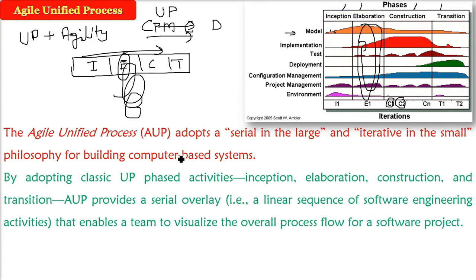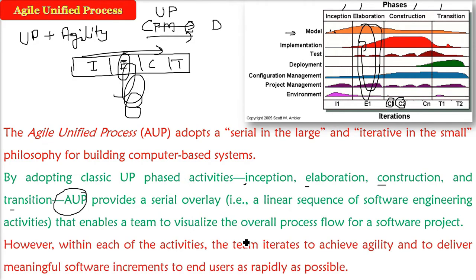By adopting these classic UP activities, which are inception, elaboration, construction, and transition, AUP provides a serial overlay. What it means is we have a linear sequence from inception to transition. This serial overlay enables the team to visualize the overall process flow for a software project. In each activity, the team iterates to achieve agility. Again, it's all about agility, because we want to deliver the software increment as early and as rapidly as possible.